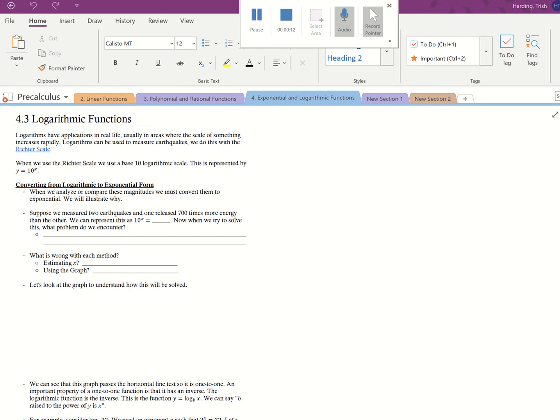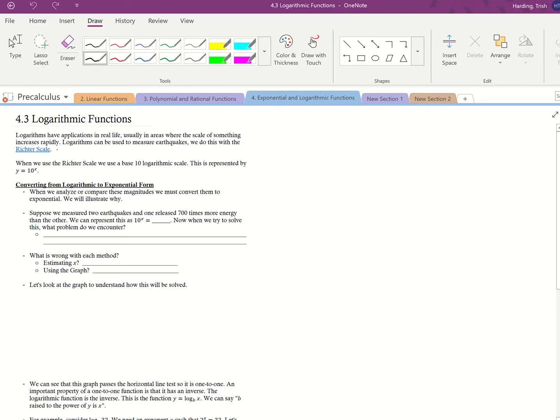Something that logarithms do is they're used to measure earthquakes using the Richter scale. And this is a link to a video on the Richter scale. And you'll notice the Richter scale increases rapidly. So there's quite a bit of difference between each consecutive level.